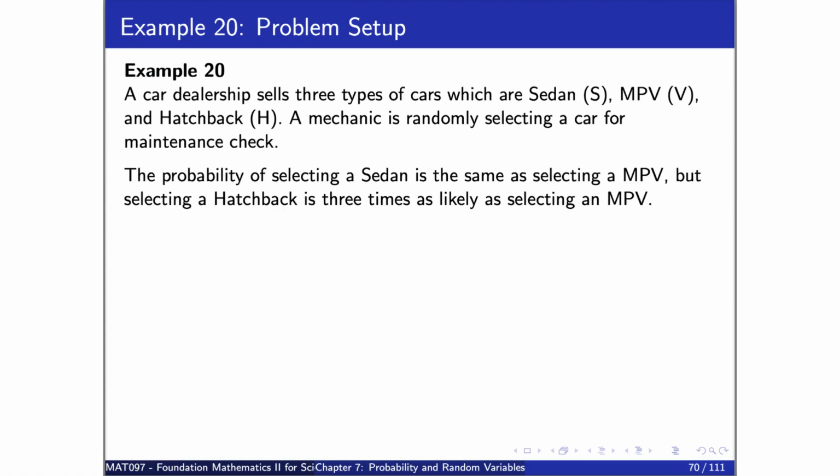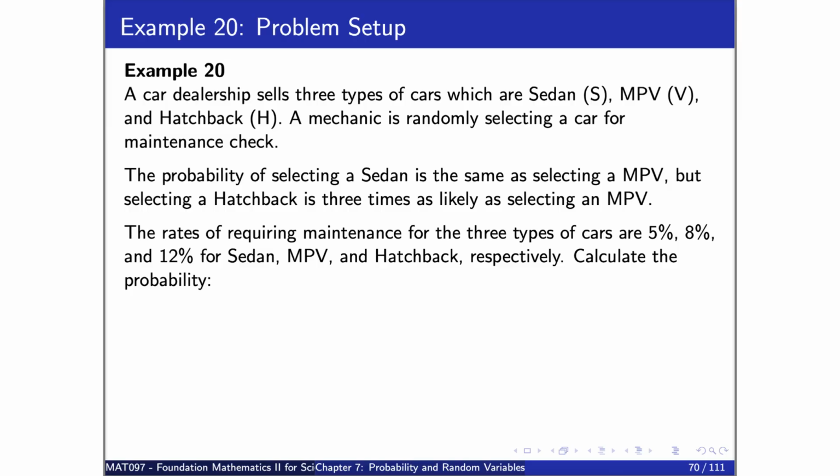Welcome back. Let's dive right into example 20, which is a fantastic problem that combines everything we've learned so far. In this scenario, a car dealership sells 3 types of cars: sedans, MPVs, and hatchbacks. A mechanic randomly selects a car for a maintenance check. The problem gives us a very important clue about the probabilities. It says selecting a sedan is just as likely as selecting an MPV, but selecting a hatchback is 3 times as likely as selecting an MPV.